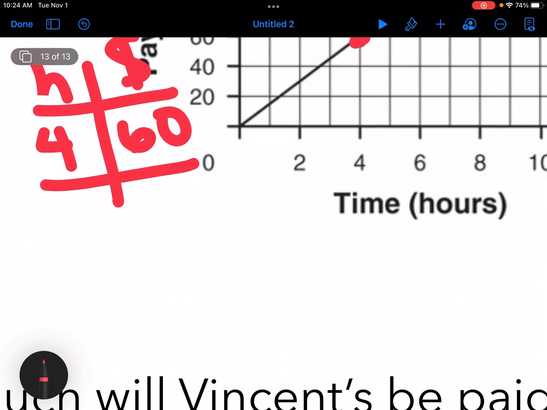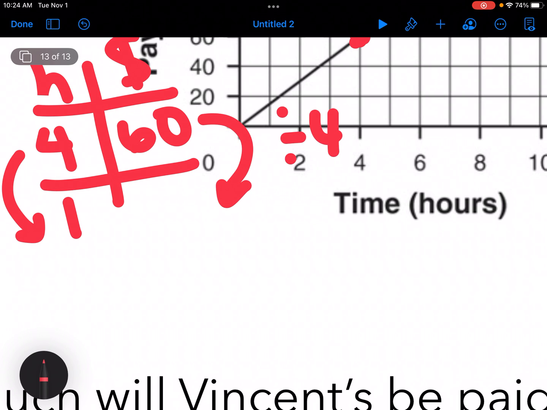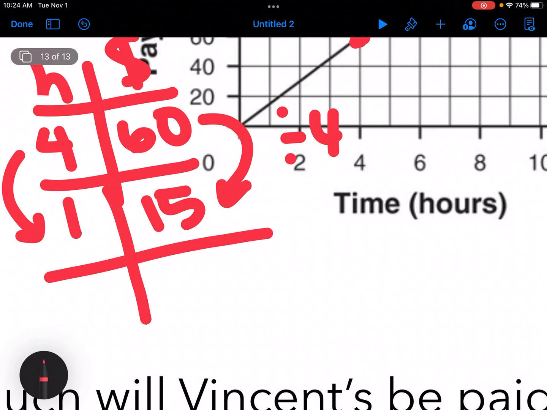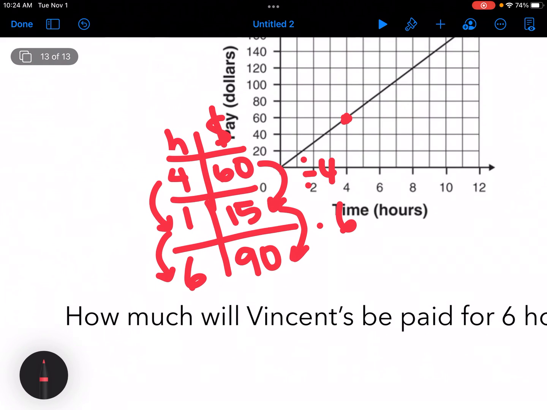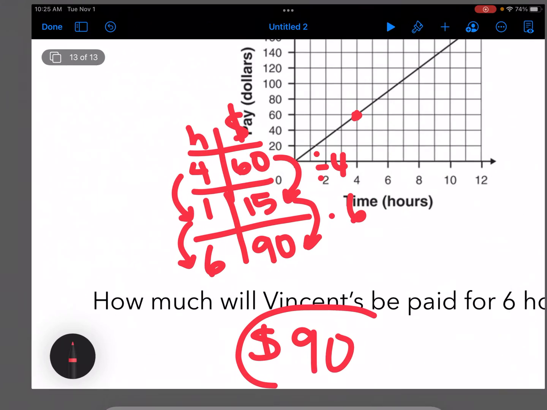So in 1 hour, I'm going to divide by 4. I'm going to get paid $15. That means in 6 hours, I'm going to multiply by 6. 15 times 6, I'm pretty sure it's 90. Yep. I'm going to get paid $90. So I'm going to be paid $90 for that amount of time.